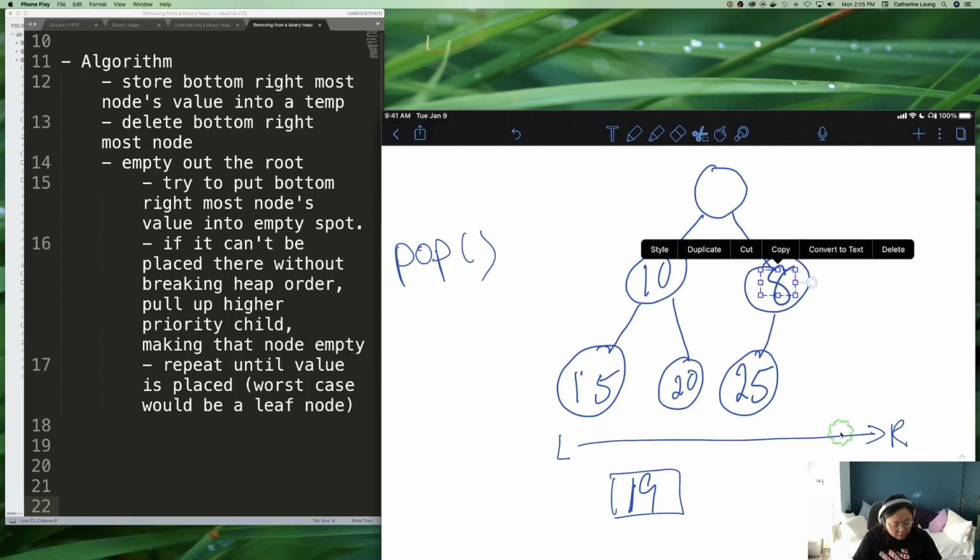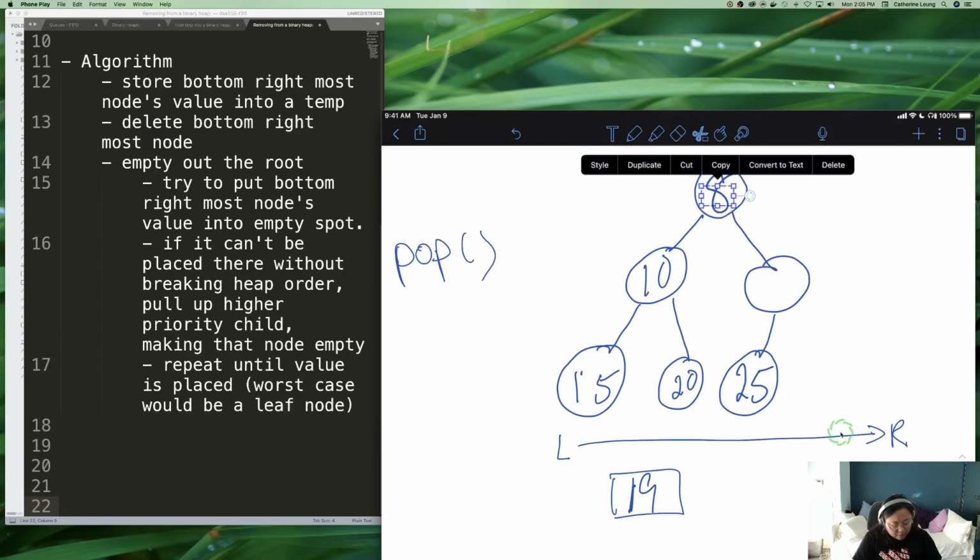Take the 8, move it up. And now, can I put 19 into that spot? The answer is yes, because 19 is higher priority than 25. There's no right child to check against, so we're good. So this is after 2 pops. This is what you have.